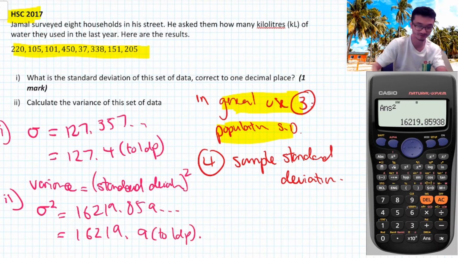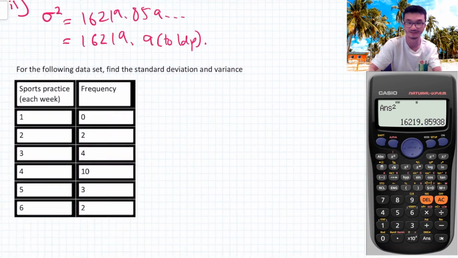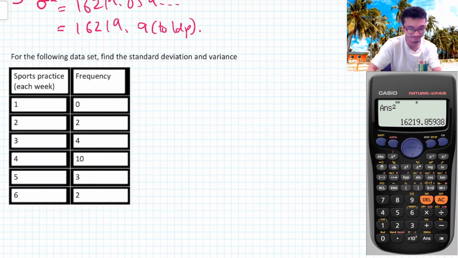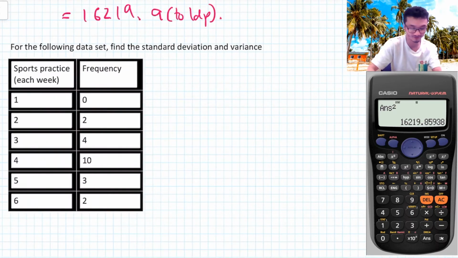Okay. All right. So that's standard deviation and variance for a question where they give you values. Now, you notice in this one, they have, again, asked for the standard deviation and variance, but this time they've given it to us in a table.